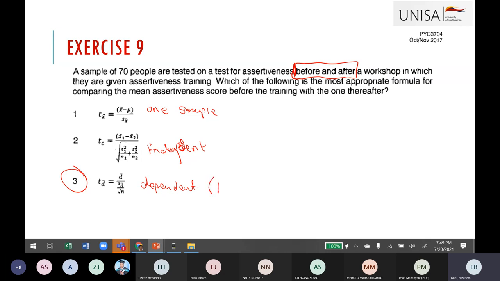So, before and after, male and female. I'm just going to use one variable, gender. I don't know what else I can do.